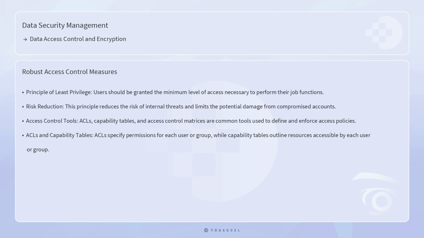The implementation of robust access control measures is supported by the principle of least privilege, which dictates that users should be granted the minimum level of access necessary to perform their job functions. This principle reduces the risk of internal threats and limits the potential damage from compromised accounts. Access control lists, capability tables, and access control matrices are common tools used to define and enforce access policies. ACLs specify the permissions associated with each user or group for a particular resource, while capability tables outline the resources accessible by each user or group. Access control matrices combine these approaches, providing a comprehensive view of access rights across the system.